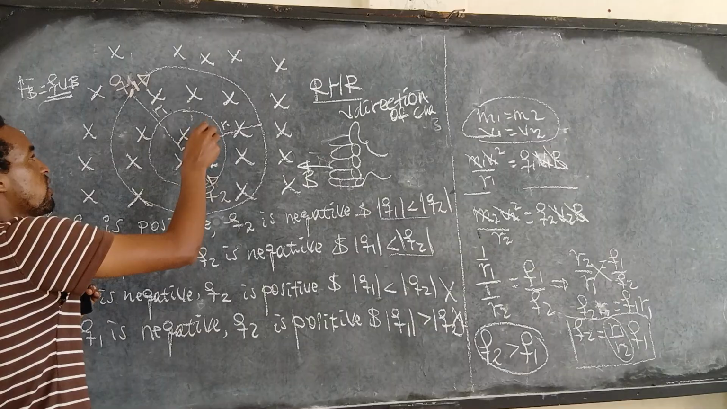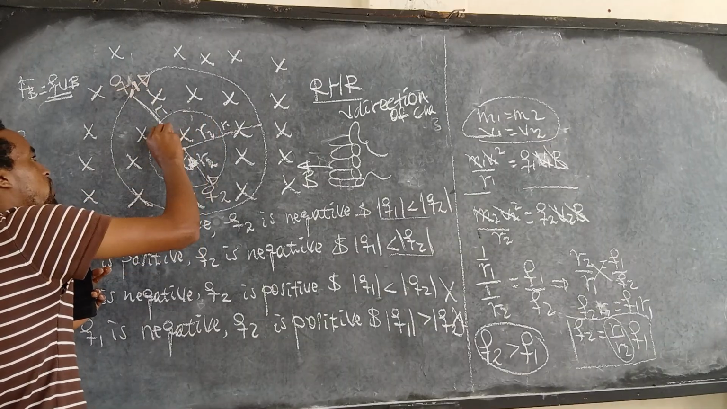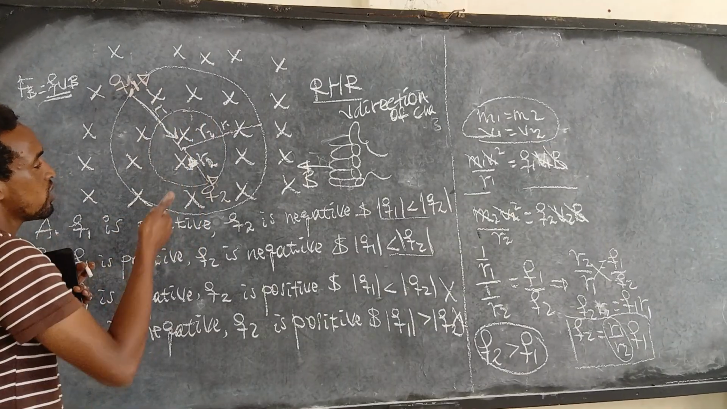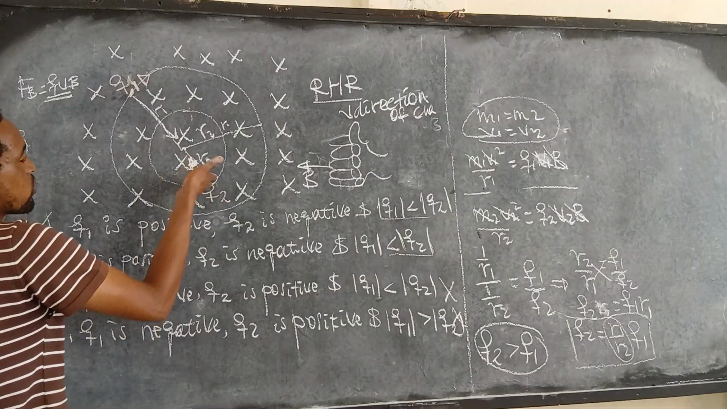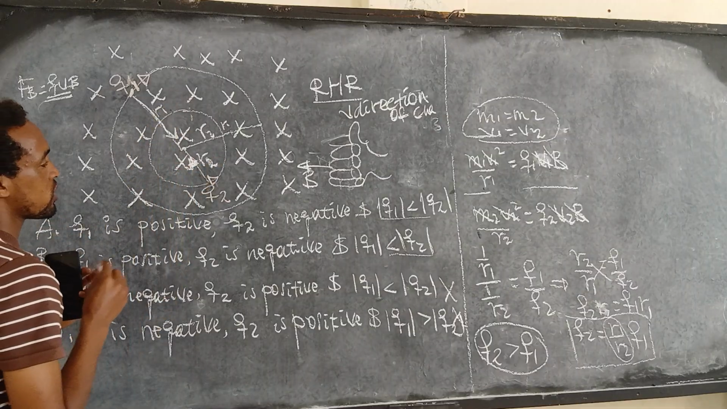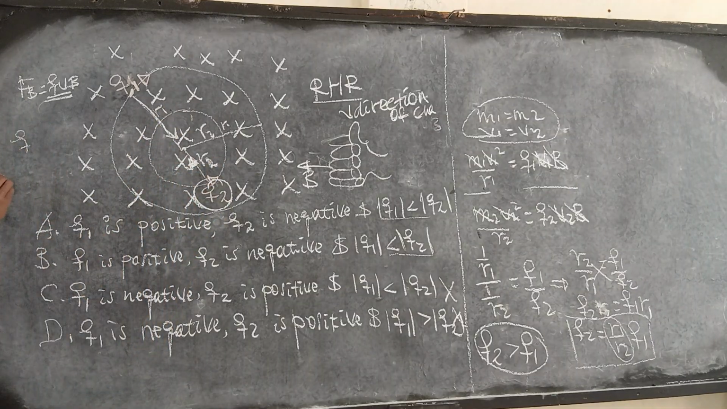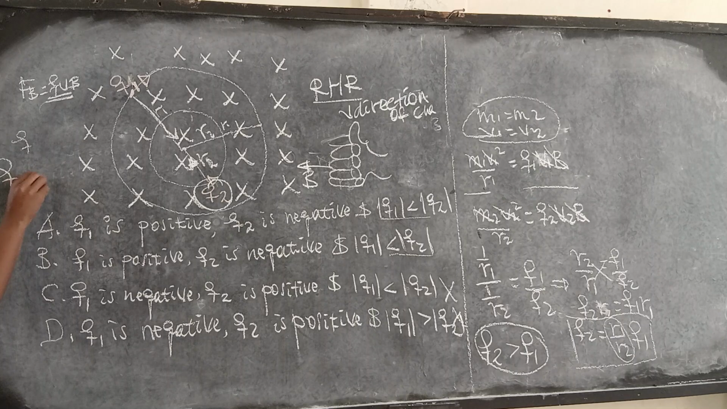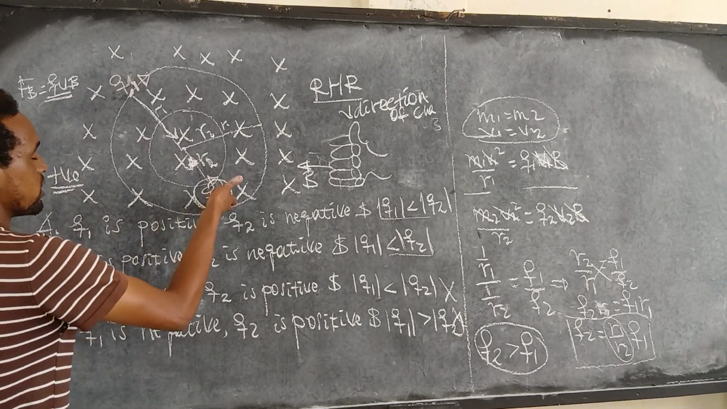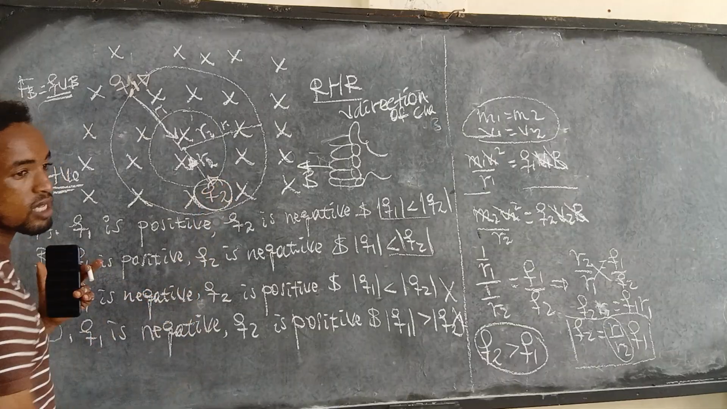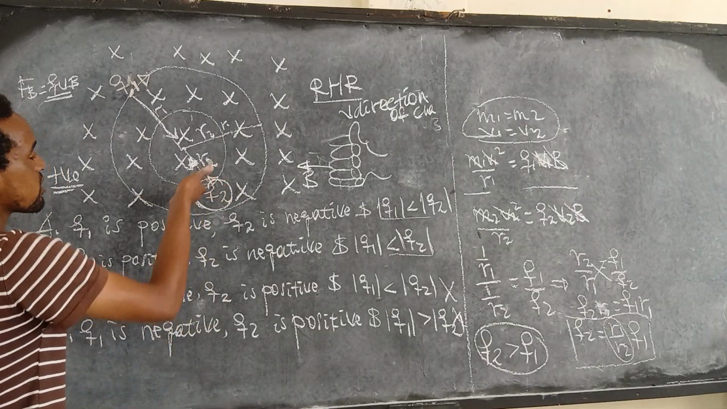For this charge to rotate, what must the force be? It must be toward the center. The force toward the center, the charge direction, and the magnetic field into the page fit the right-hand rule, so this must be a positive charge. So Q2 is a positive charge, because the right-hand rule works for it. You see?